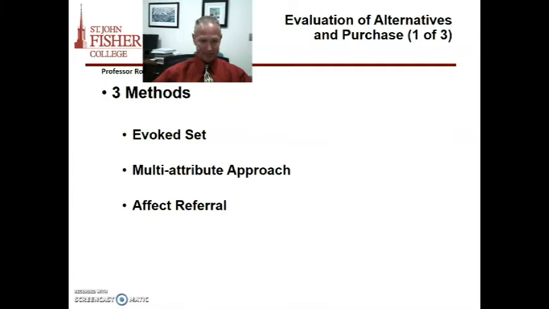Your inept set is when a brand comes to mind and you would never buy it. Maybe they've done you wrong, you bought it before, or you really don't like it, or someone told you something negative about it, etc. That's the inept set. And then finally, under the evoked set is the evoked set. Evoked set are the brands that come to mind and brands that you would probably or most likely purchase.